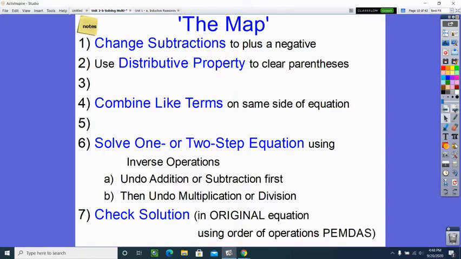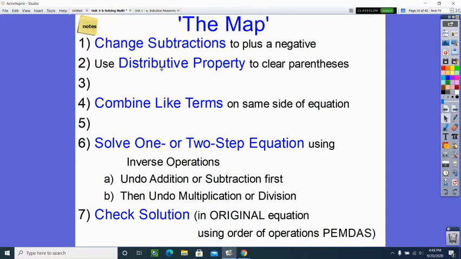Okay, so let's just do a little bit of a combo. And before we go there, this is what we call the map. You have to do these things in order to make sure that you're solving your equations correctly. And you're going to notice there's 2 pieces missing. They will come in lessons down the road. So if you are a person that likes to change your subtractions to plus and negative, you want to do that right off the bat. Step 1 is not mandatory. Some people see it one way, some people see it the other, but if you are going to make that change, you need to do it right up front.